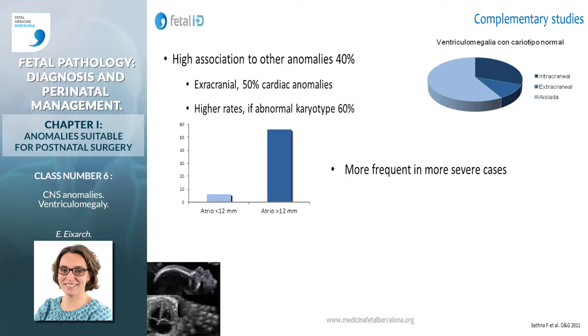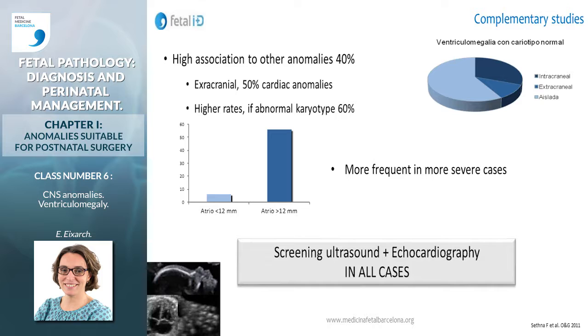Nevertheless, if the atrium is more than 12 millimeters, the risk of associated anomalies will be multiplied by 5. Therefore, we should never ignore the anatomical study in the mild cases. But in moderate and severe cases, we will need to be more aware of the situation. The recommendation will be to perform a screening ultrasound and an echocardiography in all cases to rule out the presence of associated anomalies.